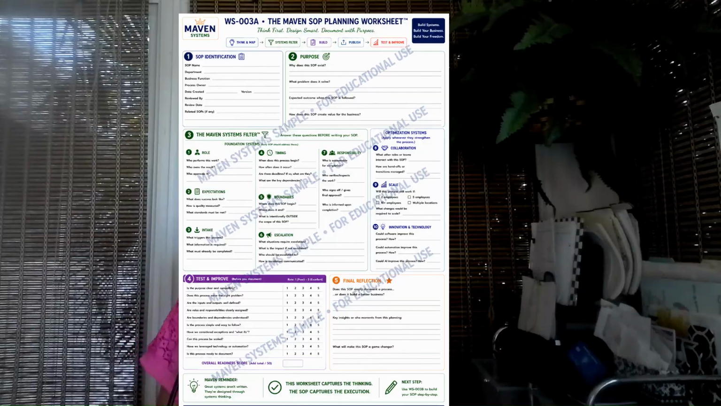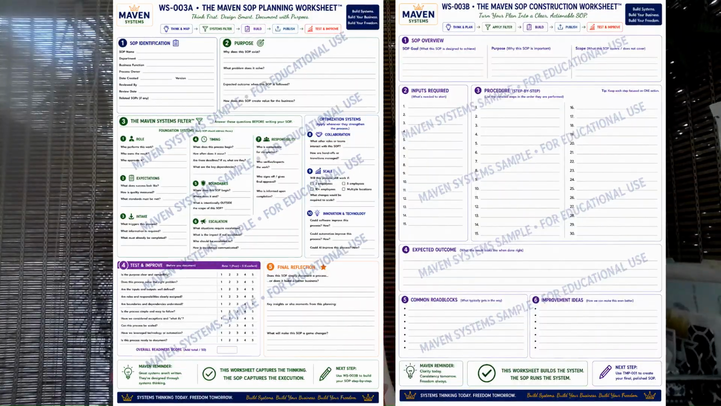So our Worksheet 3A captures the thinking. That's the process we just went through. And Worksheet 3B captures the execution. So our client called because a vendor placed their business on COD. And we could have found the late bill and paid it and moved on like a typical plain old bookkeeper, but that would not prevent the next bill from being missed. Instead, because we're Mavens, we found the weakness and built a better system.